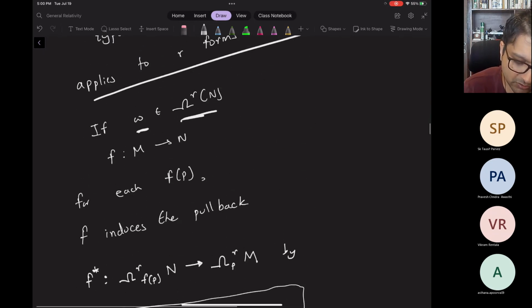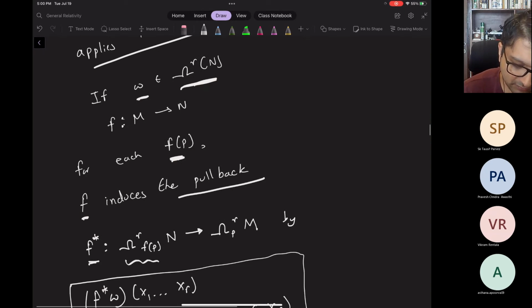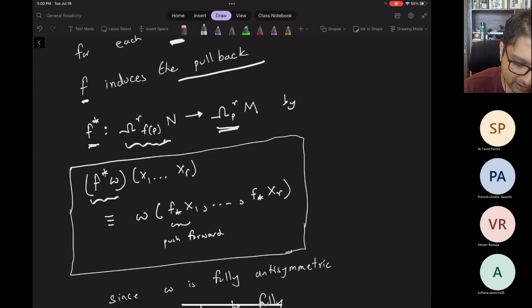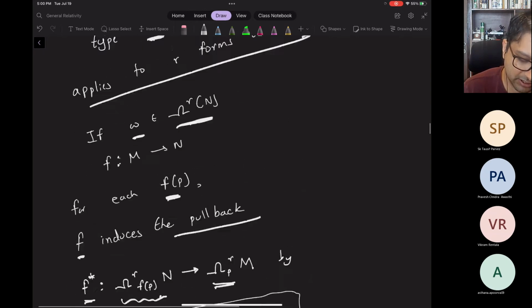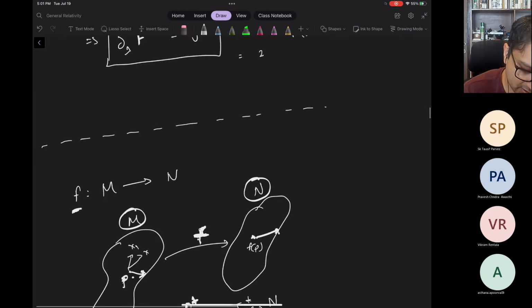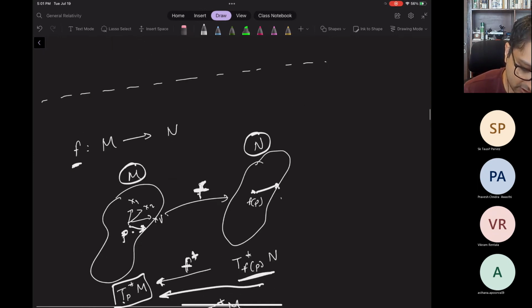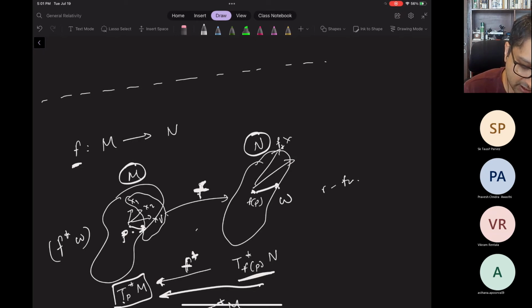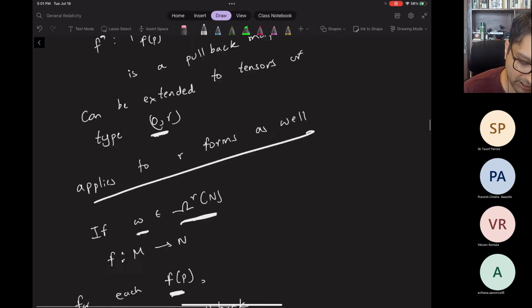So if I have an omega belonging to Omega^r(N), then with F from M to N, for each point F of P, we can get a pullback. F* defines a pullback of an r-form on N to an r-form on M. That is, if we take the pullback of omega acting on vectors x1 through xr, which are vectors at the point here, I pull back the r-form and get the form F* omega. I act with F* omega on these r vectors. Then the claim is that this should be equal to omega acting on the push forwards, F* x1, F* x2, through F* xr. This is by definition of the pullback map and how it's related to the push forward map. You can push forward vectors or pull back dual vectors.